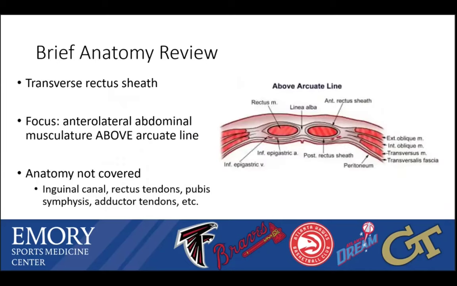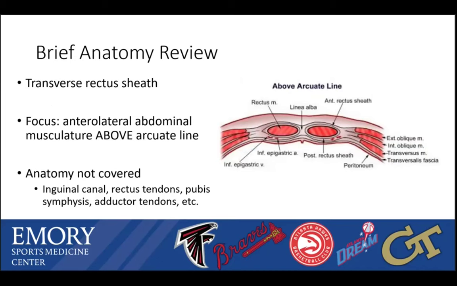Another way to visualize this anatomy is, of course, in the transverse view from superficial to deep, with an emphasis on the layers of the rectus sheath and their components. So this transverse schematic of the rectus sheath shows the relationship between the more medial rectus abdominis muscle bellies that are straddling the linea alba on either side.